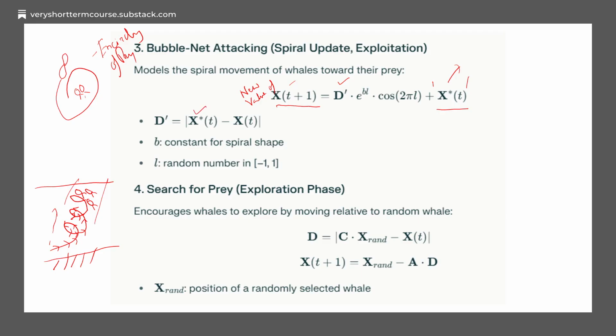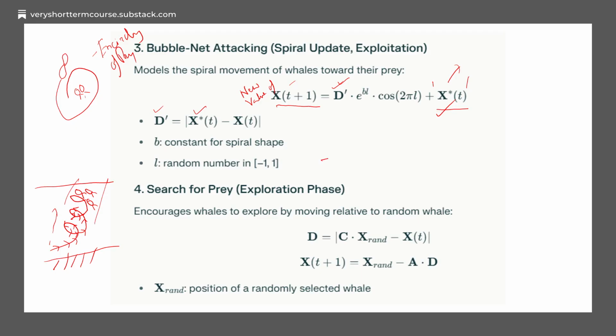This one and this one are the same. Okay. Now what is small b? Small b is a constant, any constant of your choice, and small l is a random number which is generated in between -1 to 1.